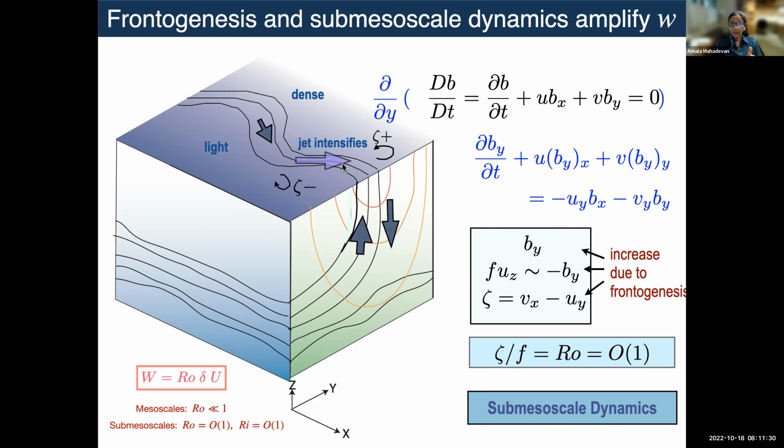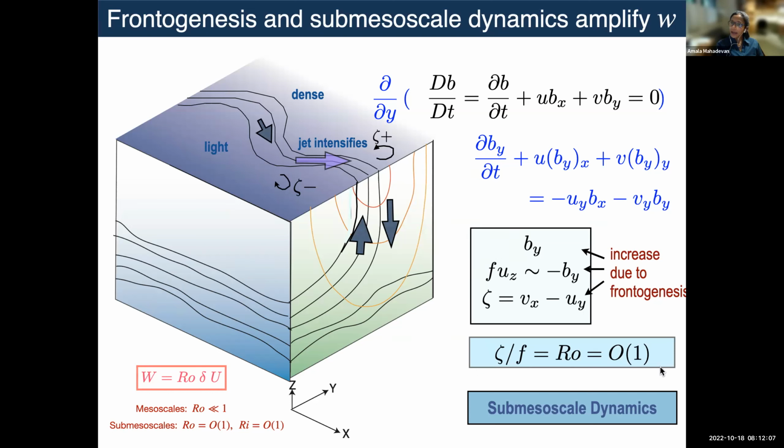So where the front dB/dy, or the lateral buoyancy gradient, increases because of the spontaneous frontogenesis, then the flow tries to come back into geostrophic and thermal wind balance. The jet intensifies there, and the jet intensifying means you get vorticity on both sides of the jet, positive on one side and negative on the other. So you have positive vorticity on the dense side of the front and negative on the light side of the front. The vorticity intensifies. And when the vorticity intensifies locally, the vorticity becomes as large as the planetary vorticity f, and you get Rossby number order 1.